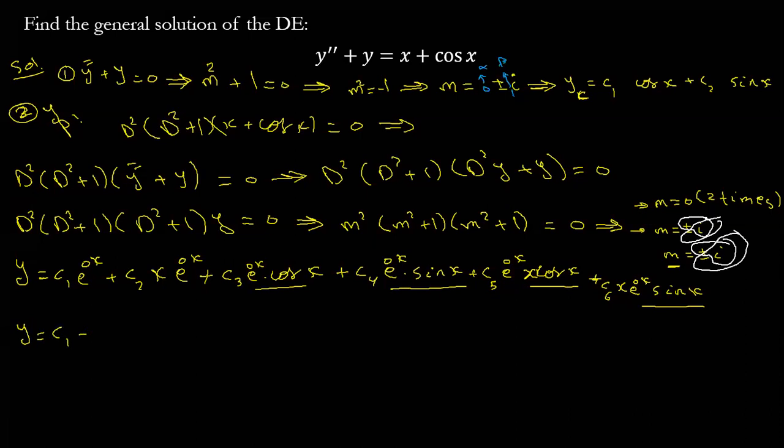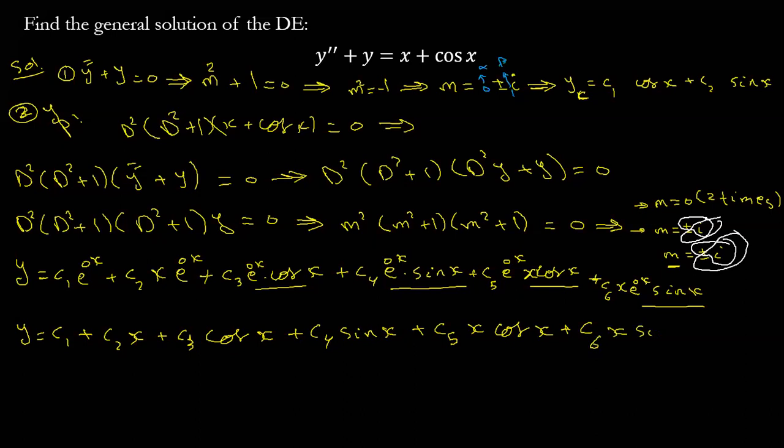It is C1 plus C2x plus C3 cosine x plus C4 sine x plus C5 x cosine x, notice here, plus C6 x sine x.